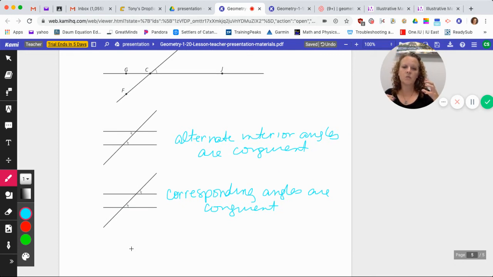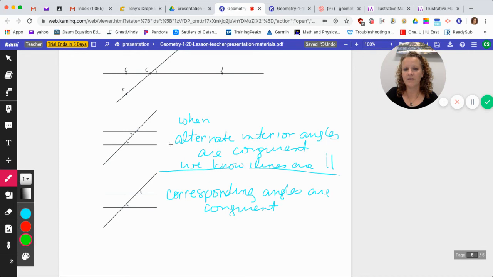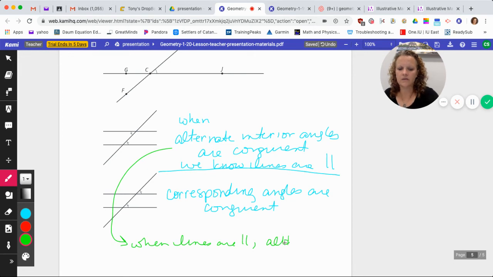So we know when alternating interior angles are congruent, we know lines are parallel. Okay, we can also say the converse of that. When lines are parallel, alternate interior angles are congruent.